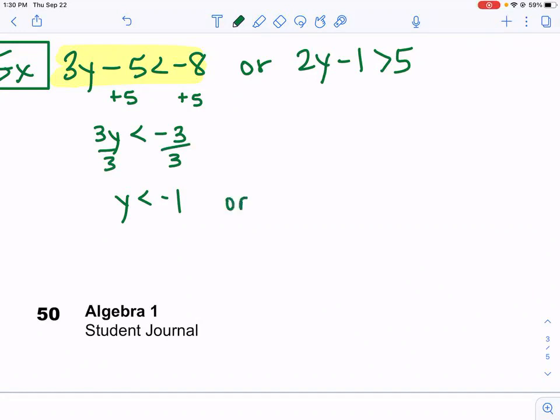I'm dividing by a +3. Or over here, this guy right here. We're going to add 1 to both sides. Amy, what do we do next? Divide by 2.